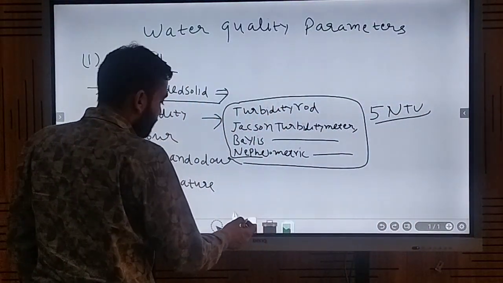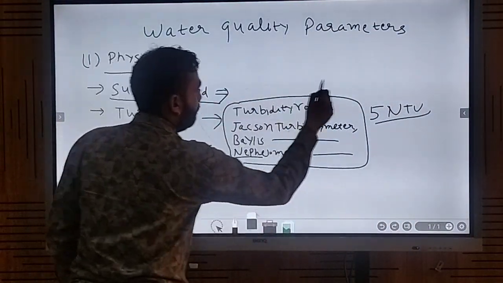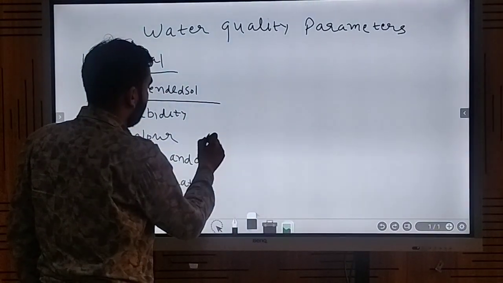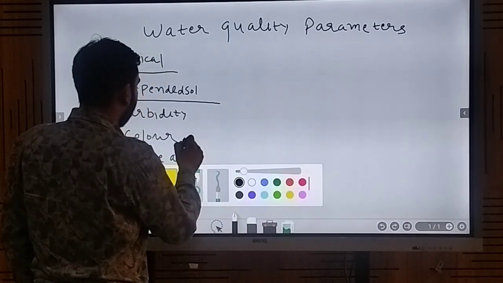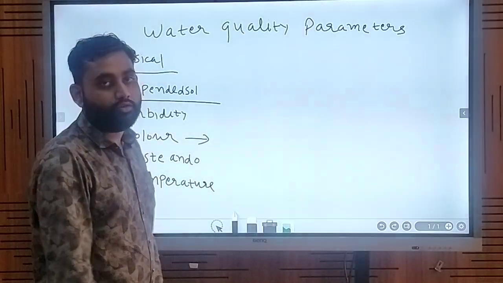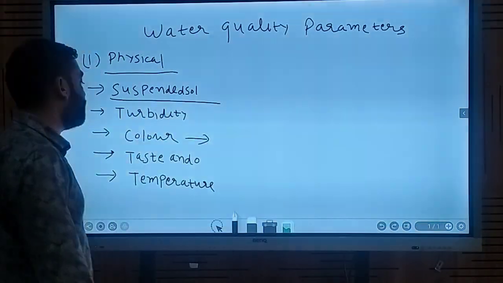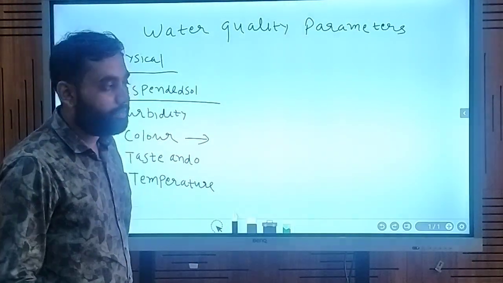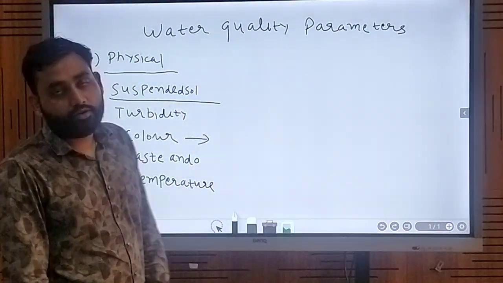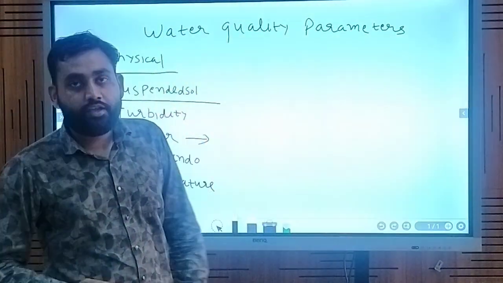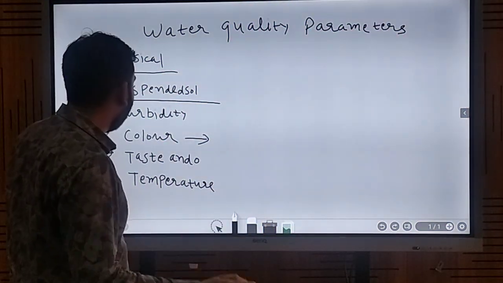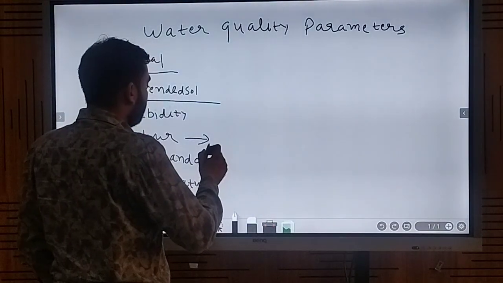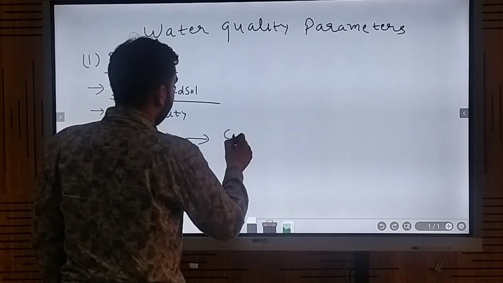So the next physical water quality parameter is color. Color is caused by solid particles, chemical particles. Color impacts people psychologically. If color is present in water, then psychologically people cannot drink it. So we have to limit it. Color is measured by the color matching technique.